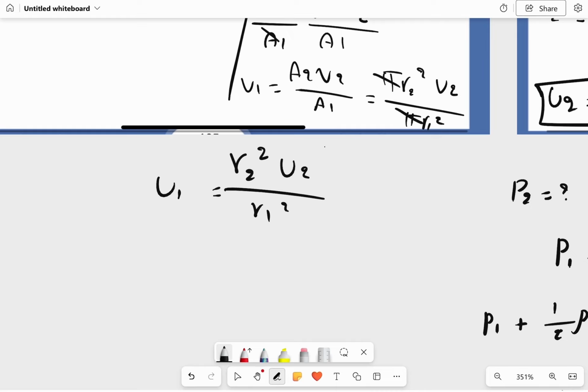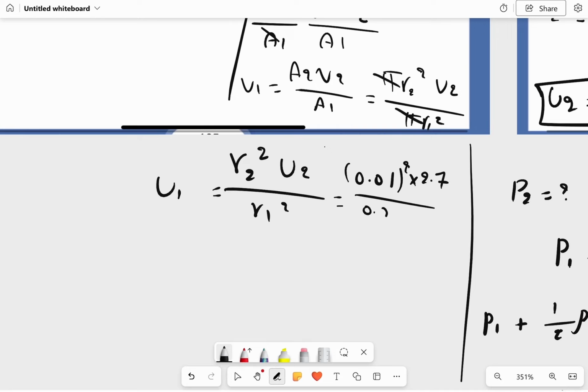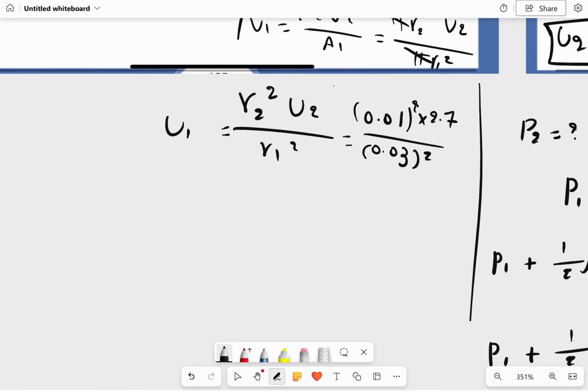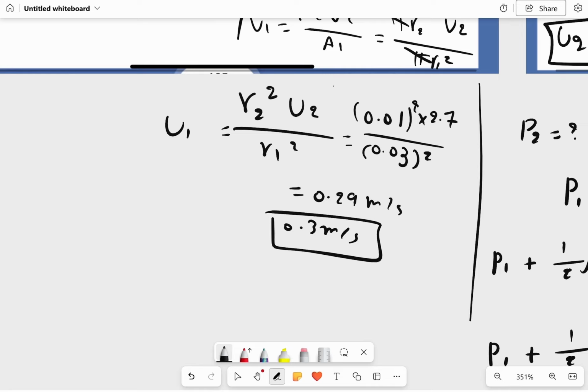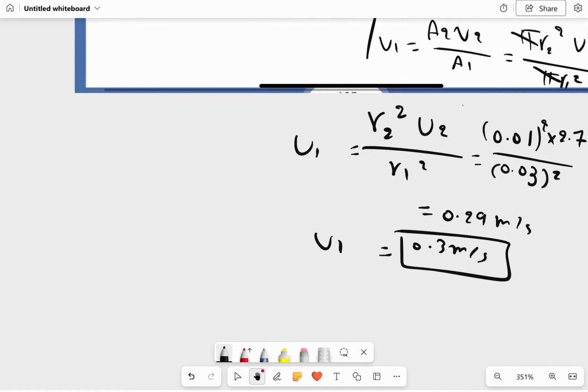This is V1. Then, guys, this will be what? The first radius is 0.03 and the second radius is 0.01, so 0.01 squared, then multiplied by V2, which is equal to 2.7, divided by 0.03 all squared. You should get 0.29 meters per second, or 0.3 meters per second. This is V1. Now we found V1 too.